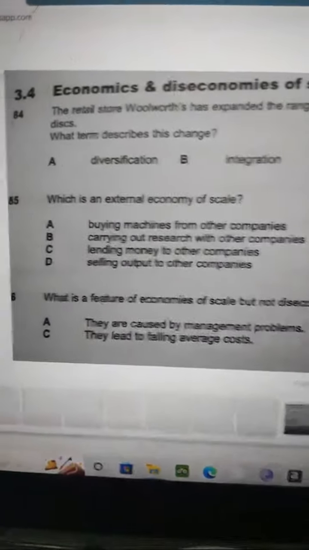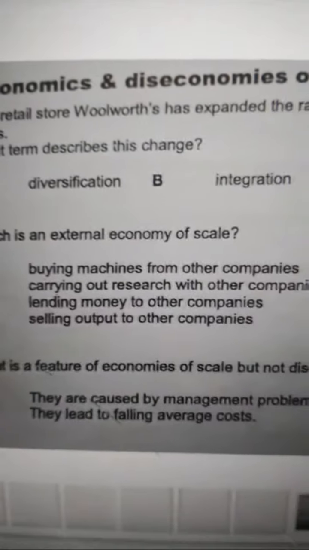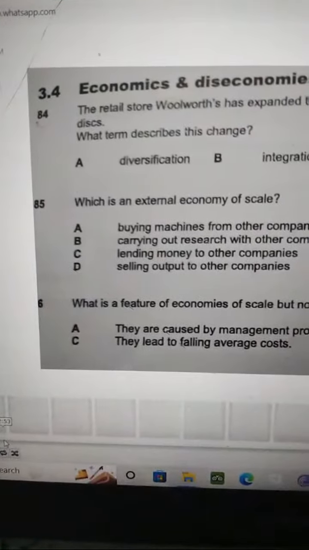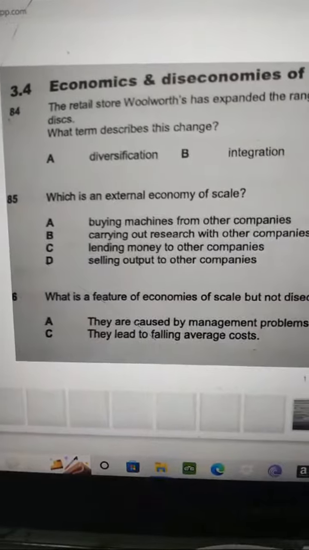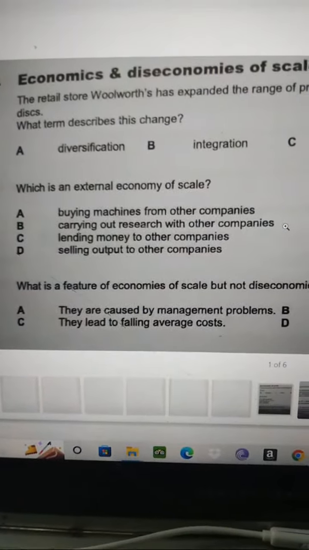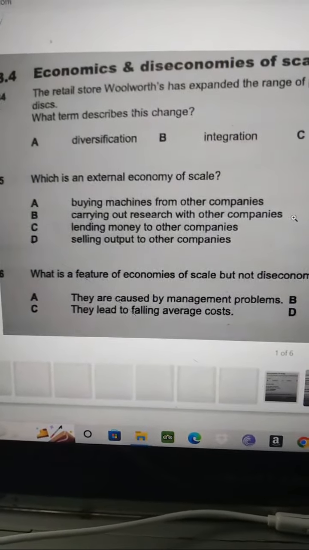So diversification, A, is the correct answer because the firm is producing a wide range of products. As I told you, diversification is the opposite of specialization. Diversification is done in order to spread the risk. So you can answer quickly, like in 10-20 seconds.